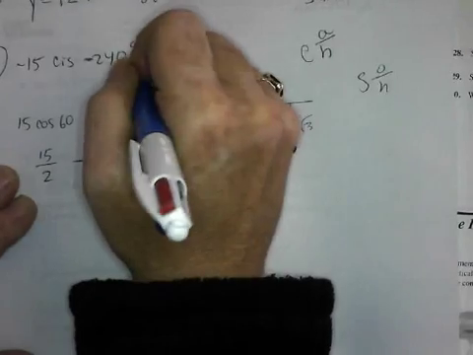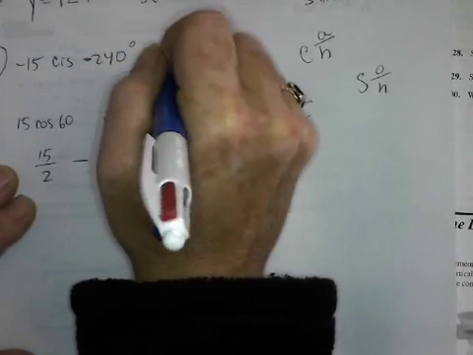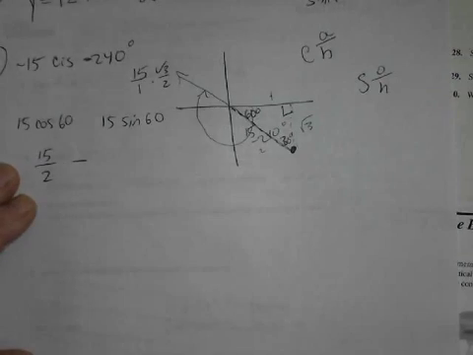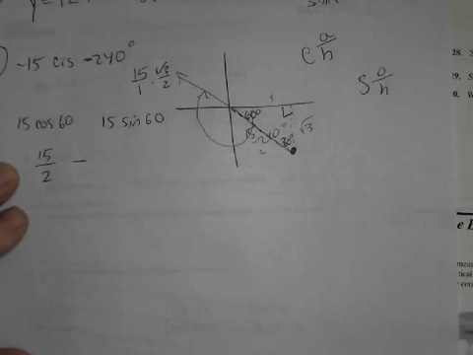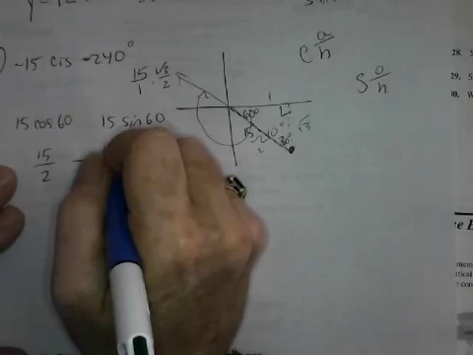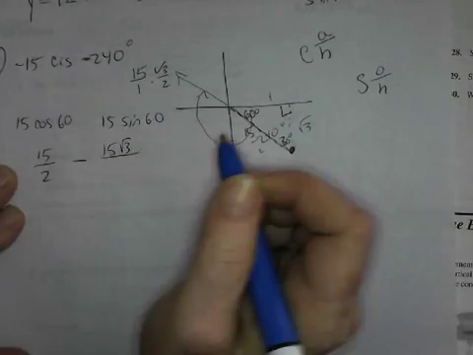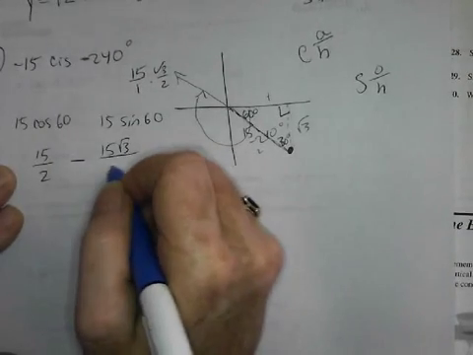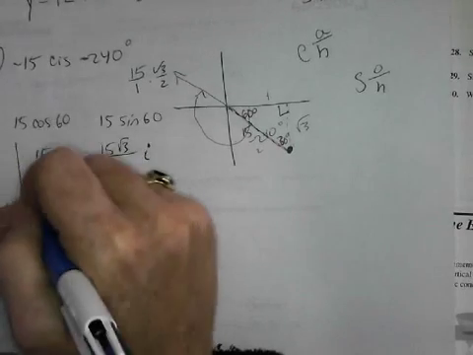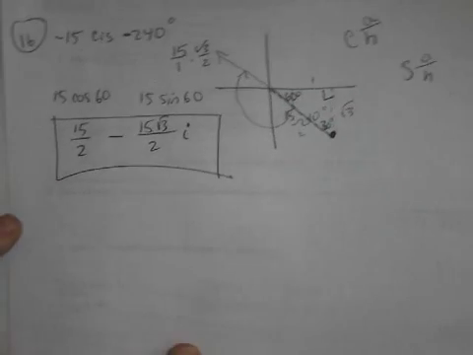Let's do that on scratch paper. 15 over 1 times root 3 over 2. Is it just 15 root 3 over 2? Yes, just write it as 15 root 3 over 2, because we can't simplify it. They want it in exact form with the i. There, that's all. All done.